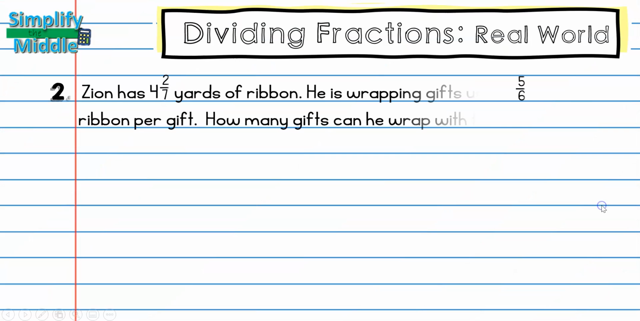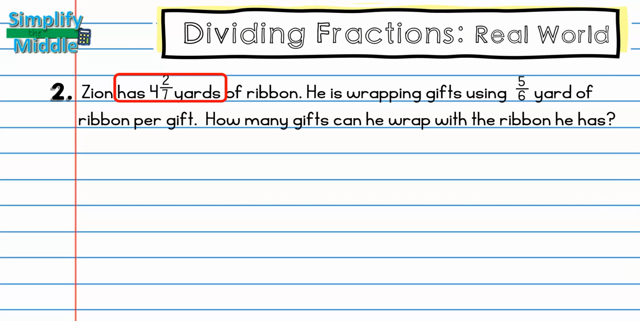Let's look at another problem. This time, Zion has 4 2/7 yards of ribbon. He is wrapping gifts using 5/6 yards of ribbon per gift. How many gifts can he wrap with the ribbon he has? Well, I know he has 4 2/7 yards. I also boxed the word has because that represents my dividend. And then I'm going to be using 5/6 yards per gift. That word per is one of those clue words that shows me that this is a division problem.